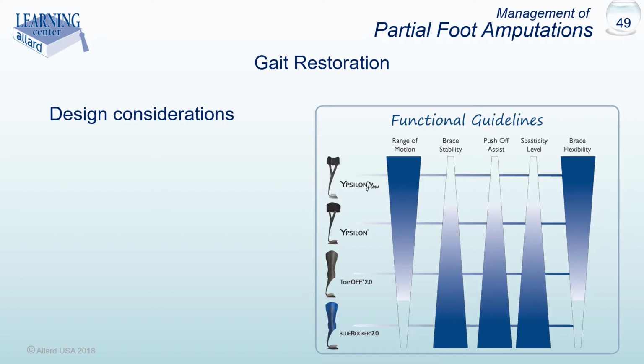This chart shows the relative function of each product in different categories. The Ypsilon Flow, for example, is shown to provide a lot of motion, while the Blue Rocker will allow less range of motion. The Blue Rocker generally has the most push-off assist, so it is the most common device selected for partial foot applications. That being said, there can be significant differences in the functional capacity from patient to patient.